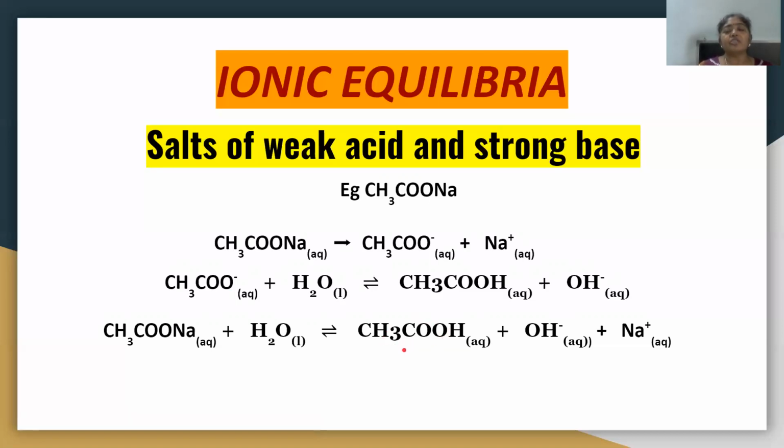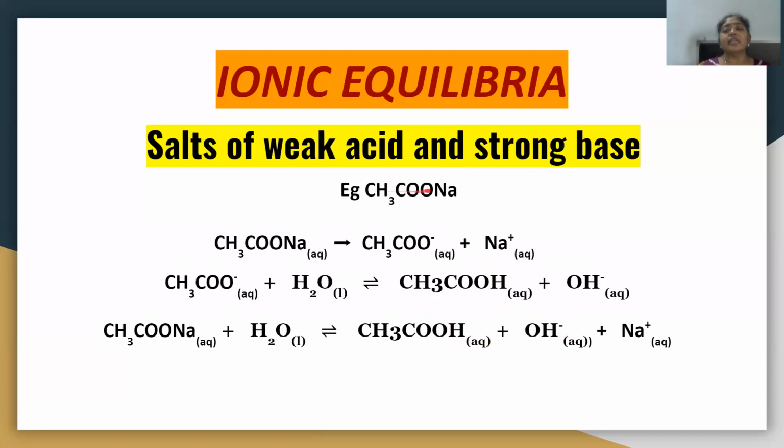So now in the final solution, there are no hydronium ions or H plus ions. What is there is only the hydroxyl ions, and the presence of the hydroxyl ions will make the solution basic in nature. Okay, so in other words, if you look at the formula of the salt, you can understand what is the type of acid and what is the type of base present here.